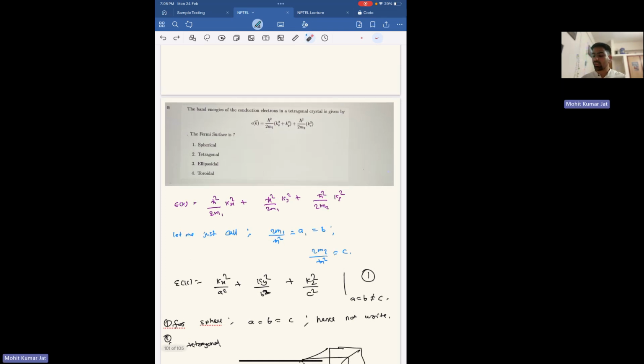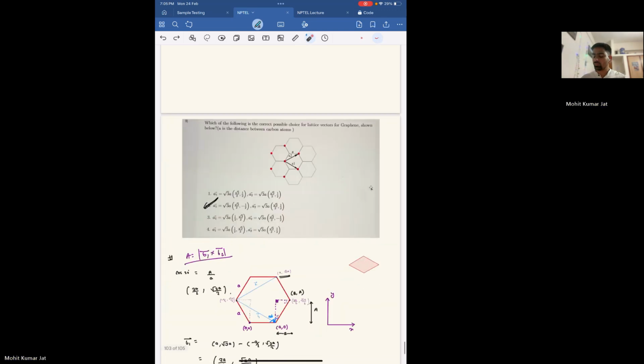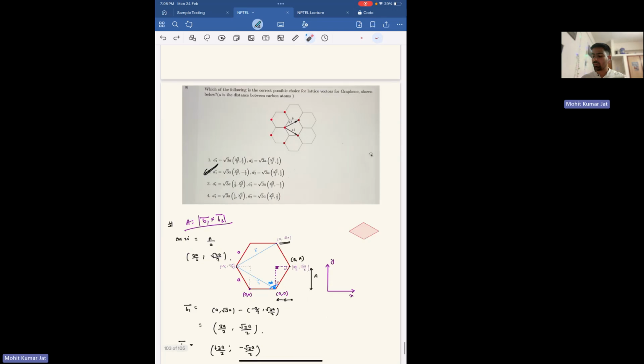The band energy for the conduction electron was given for the tetragonal crystal. Ek is like this, so I wrote it in this form, and this matches very well with the ellipsoidal form. Now in graphene, I showed what the A1 and A2 vectors will be, just mathematics, and that the correct option is 2.